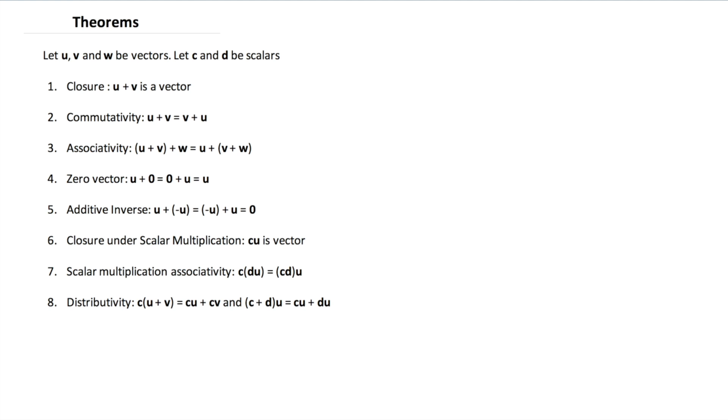So, vector addition is closed under addition. So if u is a vector and v is a vector, u plus v is also a vector. Commutativity simply implies that the order of addition of vectors does not really matter. Associativity is also very simple. You can actually take actual examples and prove it yourself.